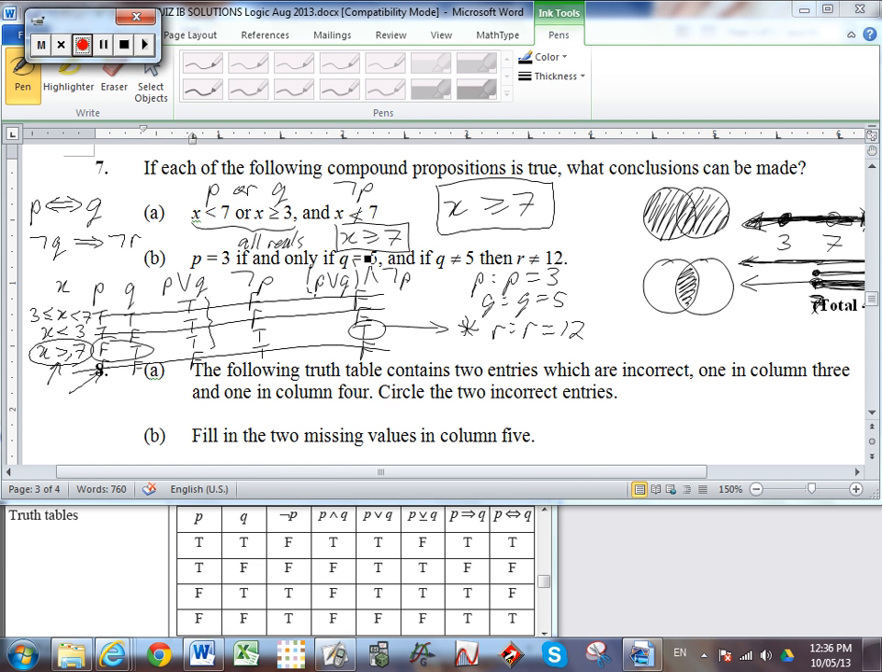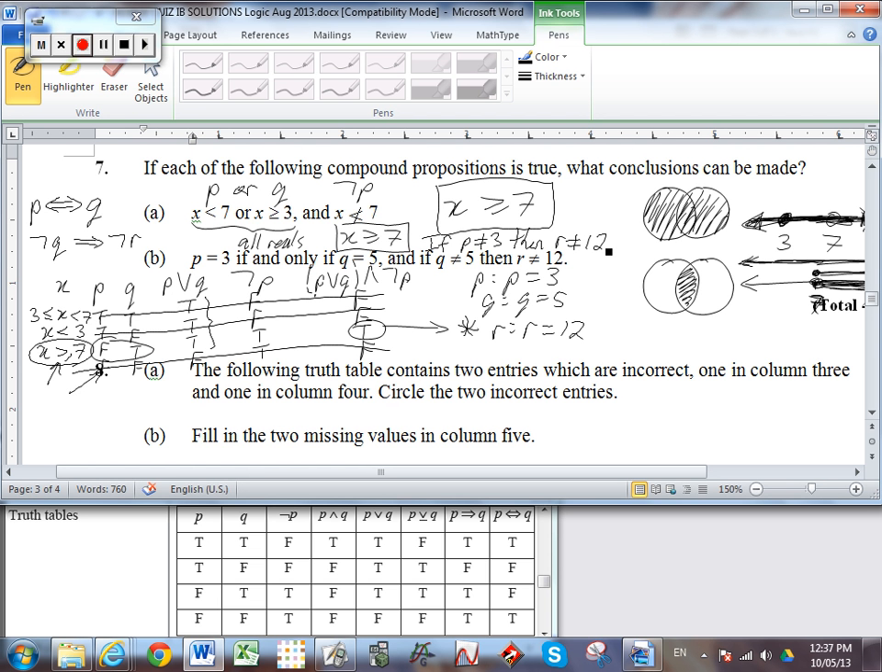Whenever this is true, this must be true, and vice versa. Now we're then told that Q is false. And we know that whenever Q is false, P is false. So we can replace the Q is not 5 with its equivalent statement that P is not equal to 3. And so we end up with: if P is not equal to 3, I'm just replacing it, then R is not equal to 12.